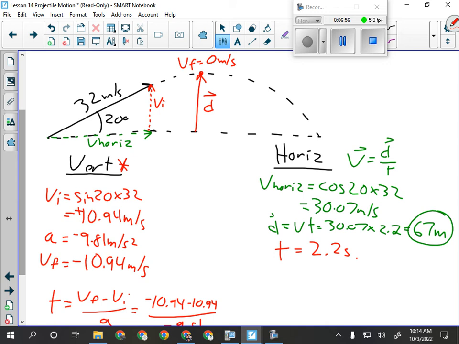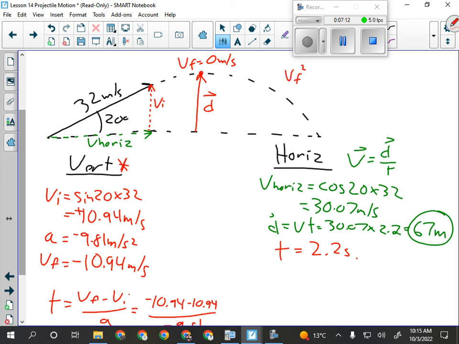D? D equals V over T. Nope, I can't use V equals D over T for an accelerating object. Could you use time, or one of the ones that have time squared, or would you use velocity final squared equals velocity initial squared plus 2? That's the one I would use. Okay, I would use this one.